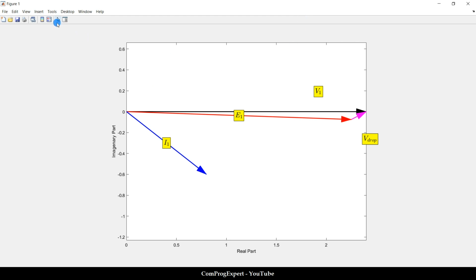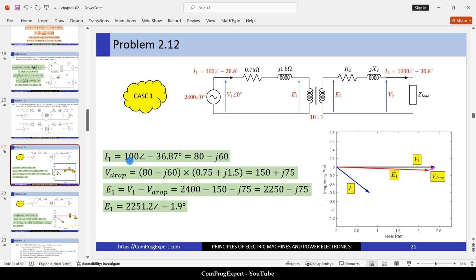You can select this option to pick up the tags and adjust the location of the tags. This is I1, this is V1, the black vector, this is E1, and this is the voltage drop. We know that E1 plus the voltage drop is V1. So, yes, this is the procedure for solving case 1.